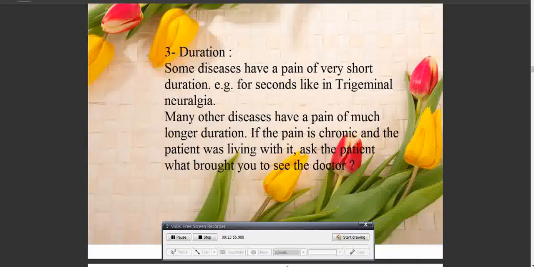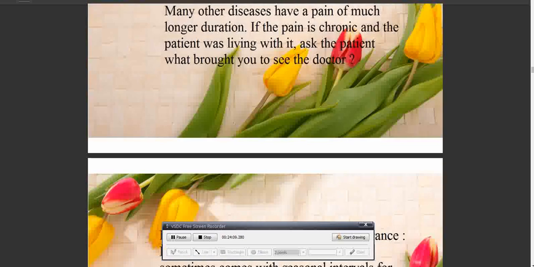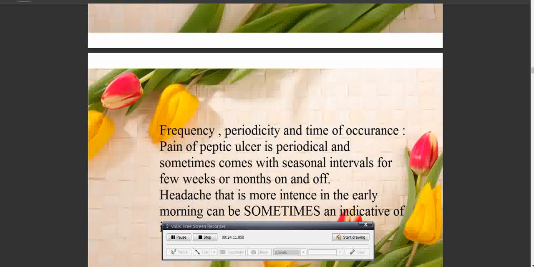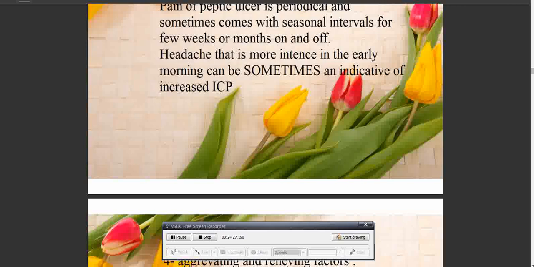How it started. Duration: some diseases have a pain of very short duration, for example seconds, like trigeminal neuralgia. Many other diseases have a pain of much longer duration. If the pain is chronic and the patient was living with it, the patient came to see the doctor because the patient was initially living well with the pain. Frequency, periodicity, and time of occurrence. Pain of peptic ulcer is periodical and sometimes comes with a seasonal interval, for a few weeks or months on and off. Headaches that are more intense in the early morning can sometimes be indicative of increased intracranial pressure, and I hope you know that.